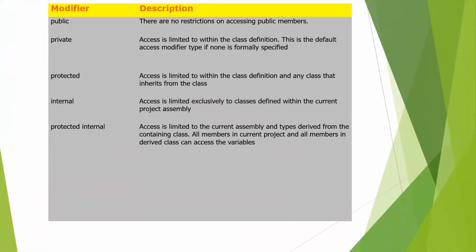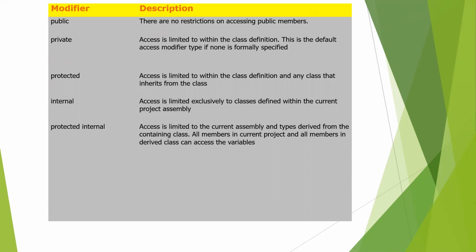Coming to the next section, these are the major access specifiers we are going to use: public, private, protected, internal, and protected internal. These have different accessibility guidelines and rules for each access specifier. The public keyword is an access specifier among the modifier keywords, and there are no restrictions on accessing public members. They can be accessed by any object of the class and by any derived class.